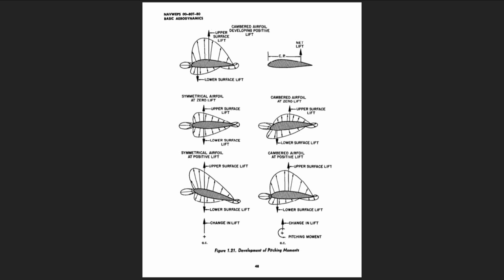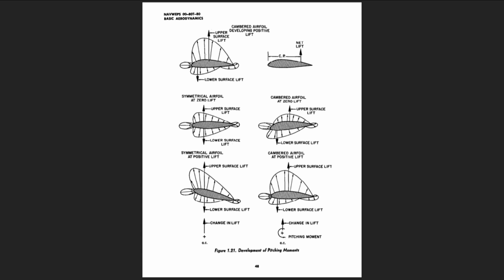To visualize the existence of such a point, notice the change in pressure distribution with angle of attack for the symmetrical airfoil of Figure 1.21. When at zero lift, the upper and lower surface lifts are equal and located at the same point. With an increase in angle of attack, the upper surface lift increases while the lower surface lift decreases. The change of lift has taken place with no change in the center of pressure, a characteristic of symmetrical airfoils.